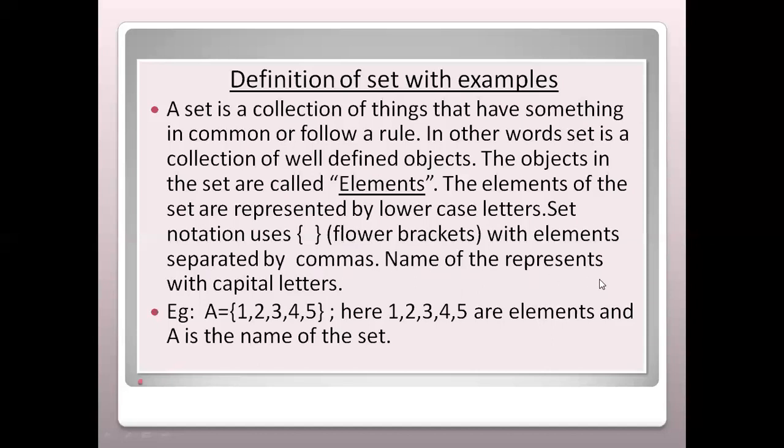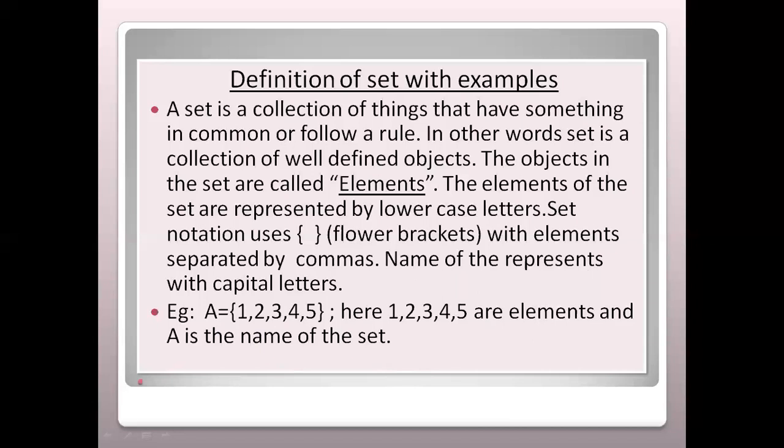The name of the set is represented with a capital letter. For example, you see here A, which you will read as set A. Set A is equal to {1, 2, 3, 4, 5}. Here 1, 2, 3, 4, 5 are called elements and A is the name of the set.